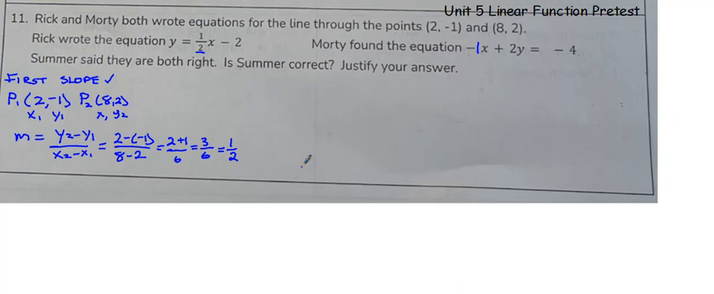Then I needed to take a look at a point. So that was my first thing I did. Then the second thing I did, so I'm going to draw a line down here.